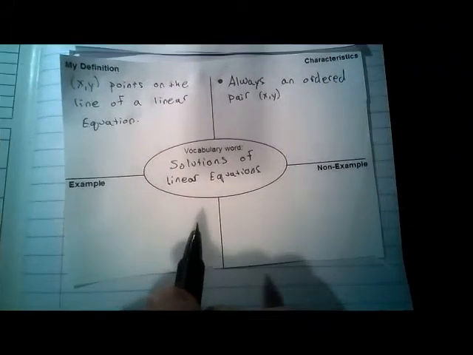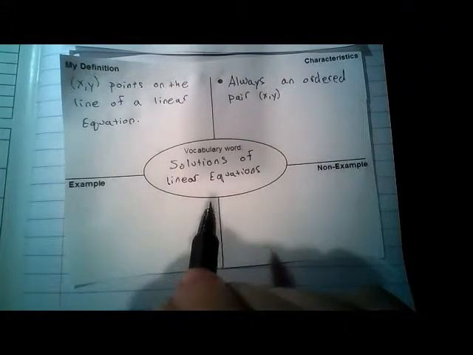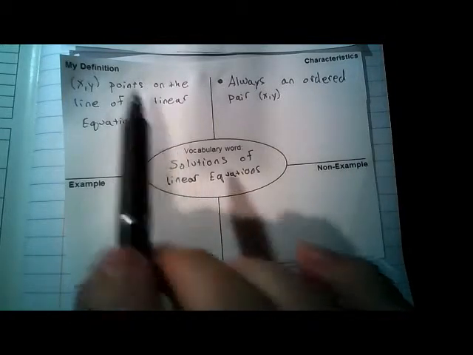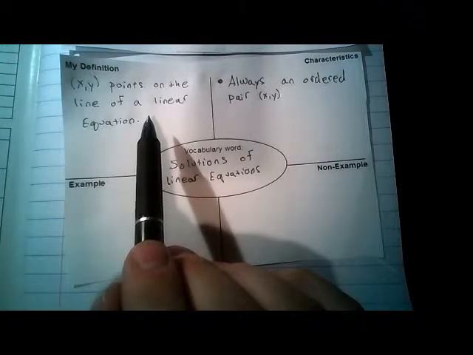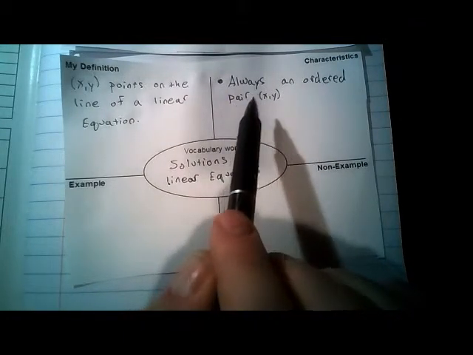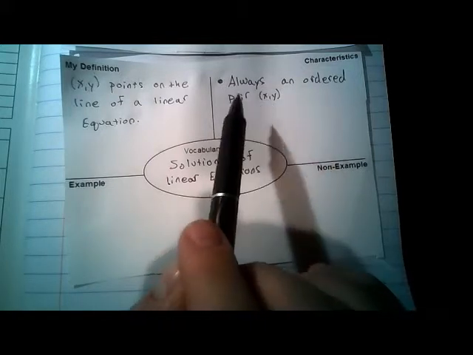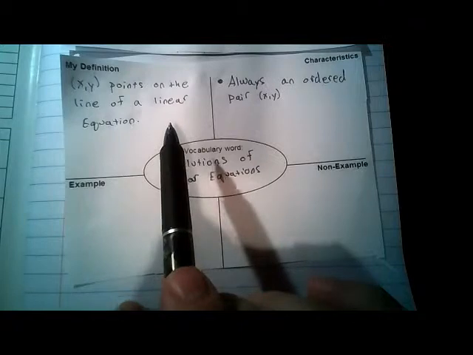So our next Frayer definition is solutions of linear equations. Now, a solution to a linear equation is the xy points on the line of the linear equation. And a characteristic is that it's always an ordered pair, x and y. So they're two numbers that are related. They're combined, they're joined together.